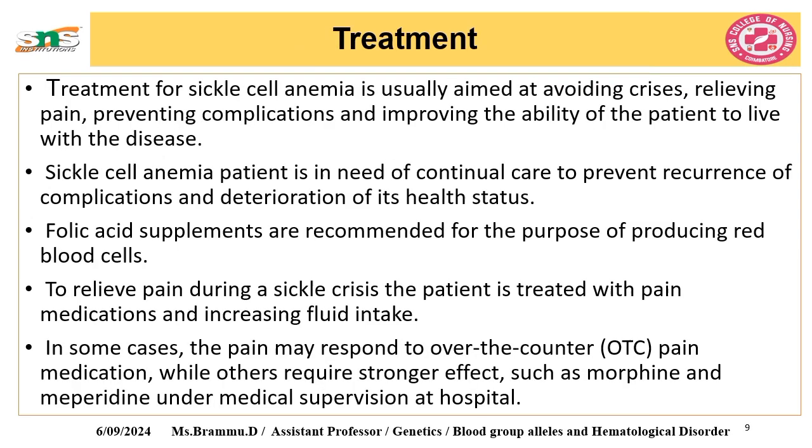So, what will be the possible treatment? The treatment for sickle cell anemia is to avoid the crisis. So, we have to stop or reduce the pain, and we have to prevent complications for the patient, and help them live with the disease lifelong. Thereby they can increase their lifespan. Sickle cell anemia patients are always in need of continual care. Here we can start folic acid supplementation in order to increase the production of RBC, and also we can give medications that will reduce the pain, and we can increase the fluid intake to maintain good hydration.